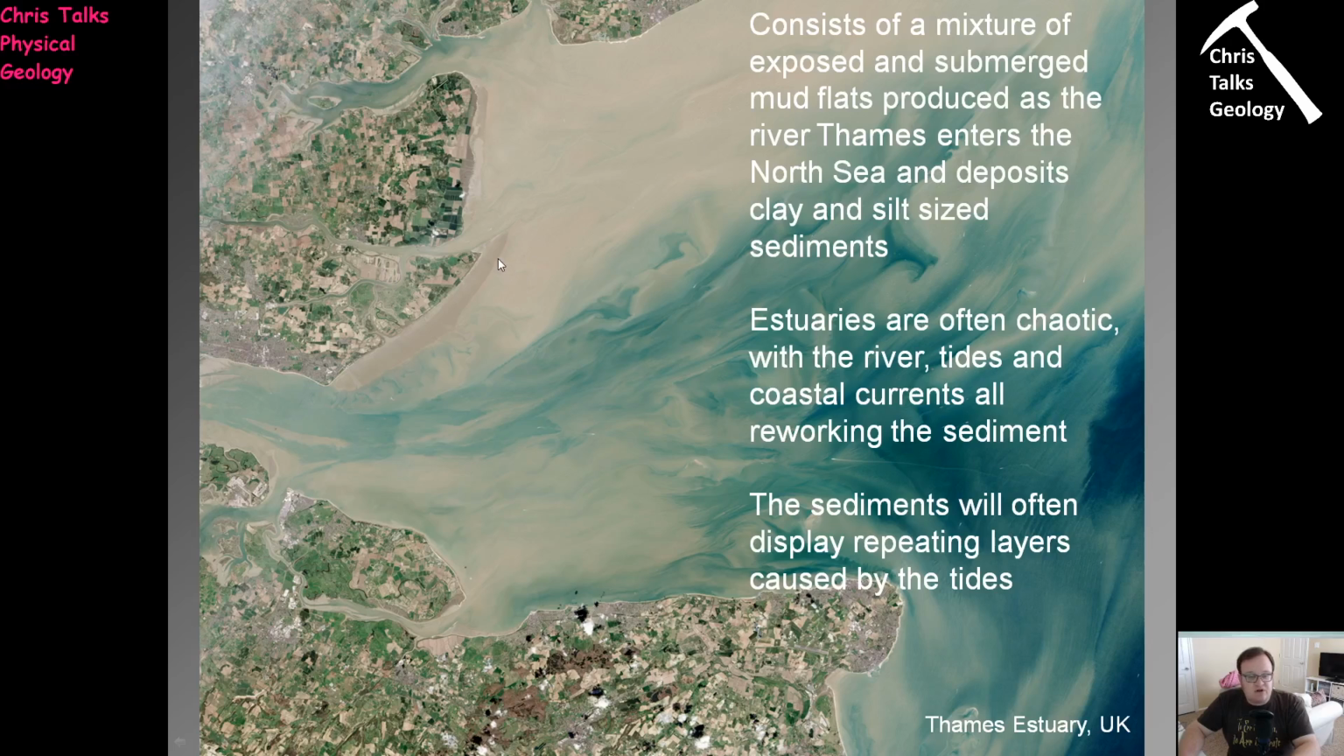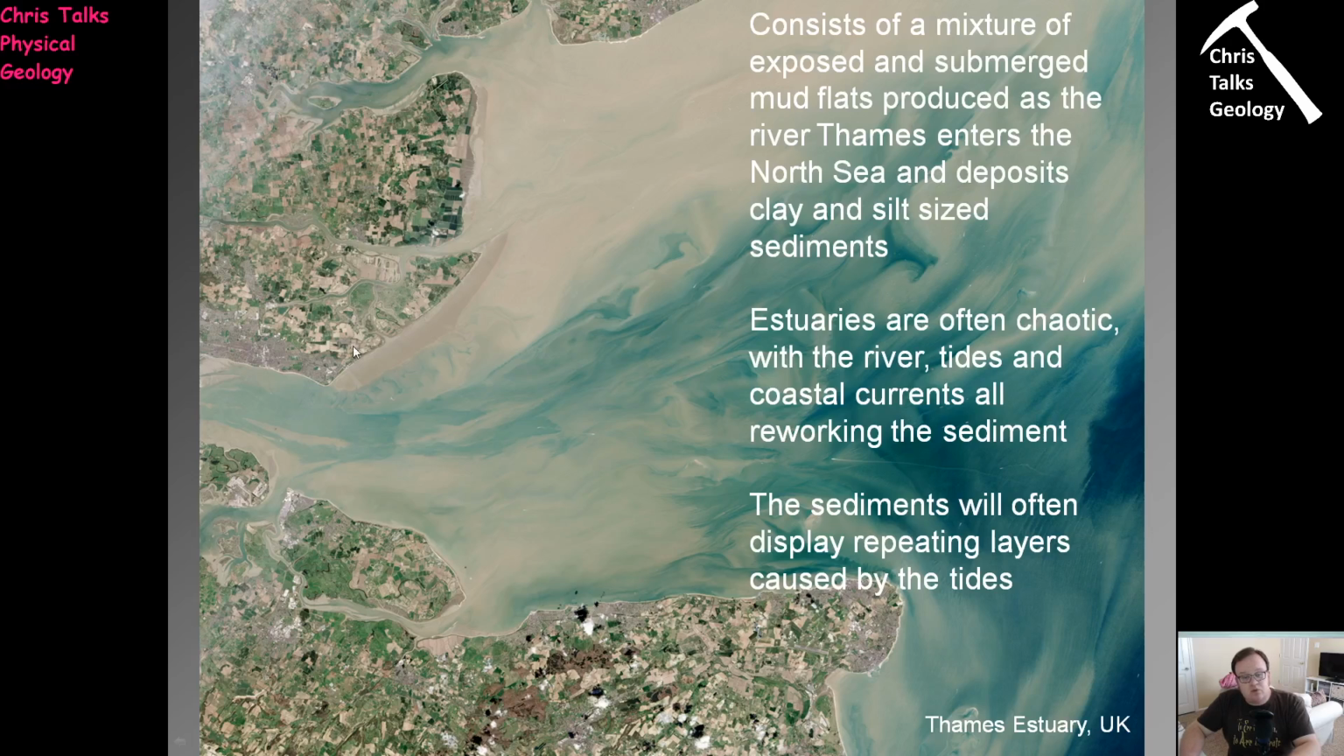Now, estuaries themselves are often very chaotic because you have a body of sediment which is being acted on by the river. It's also being acted on by the tides, and it's being acted on by coastal currents. So you have these three variables all working against each other, churning the sediment up, moving it this way, moving it that way. So it's rather complicated.